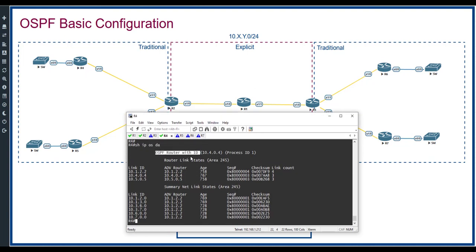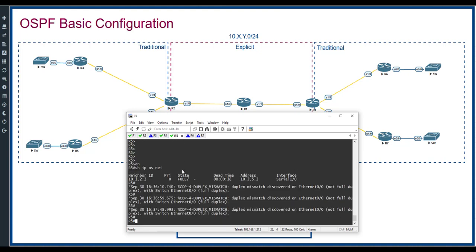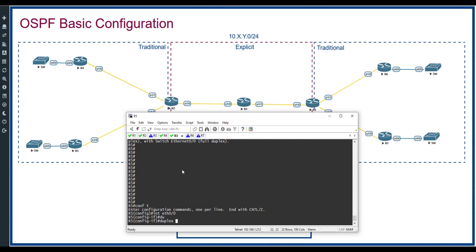Okay, OSPF router ID from here to here. You will learn about all of these details in this class. After that, in router 5, let me show you the database. Config interface ETH0/0, duplex is full. Look at here, show IP OSPF database in router 5.